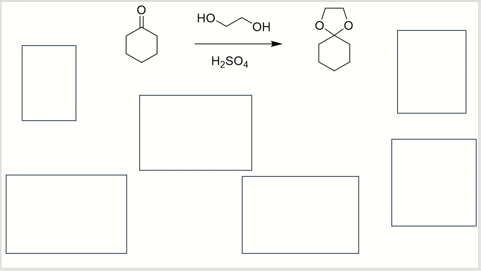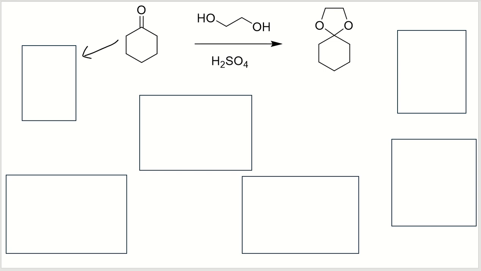And the difference between the two is for an acyclic version, you have two separate alcohols add. In the cyclic version, you're going to have two alcohol functional groups on the same carbon chain. The steps are the same, it's just you eventually have an intramolecular process in the cyclic acetal formation.